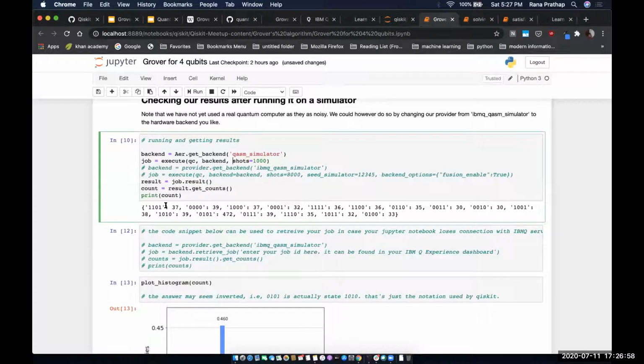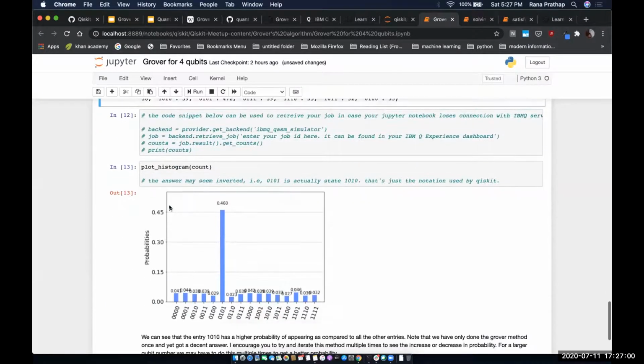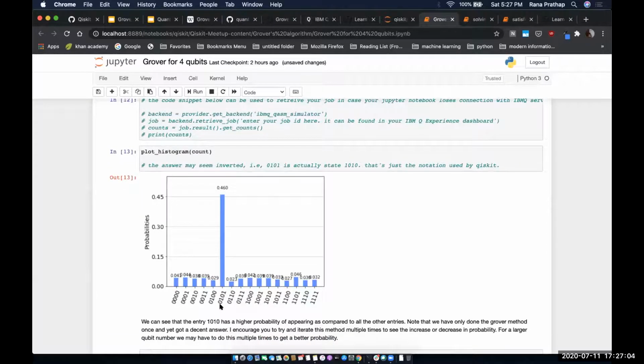And you can get the counts out of here. If you look at the histogram, the state 1010 has the highest probability. In Qiskit, the nomenclature is twisted, so instead of 0101, it's actually supposed to be 1010. Yeah. Are there any doubts at this point? I think I've heard people trying to ask questions.